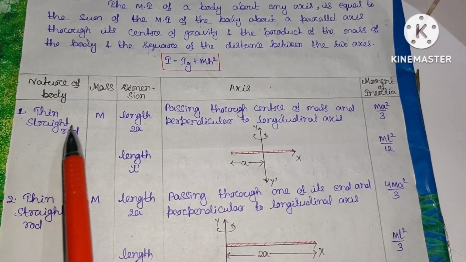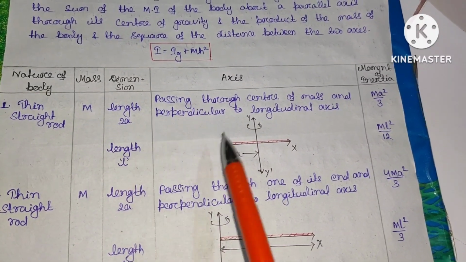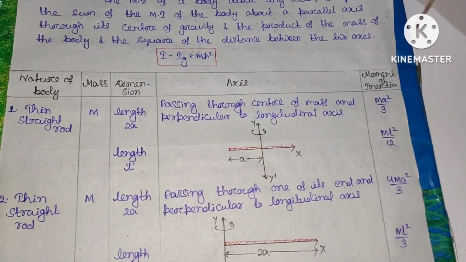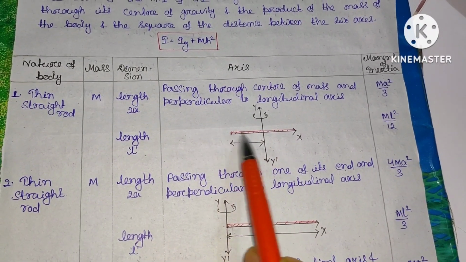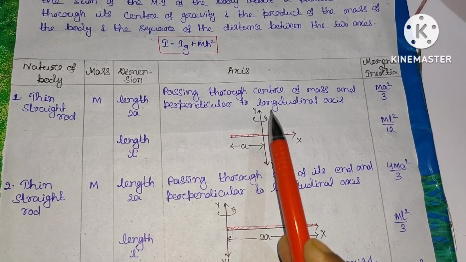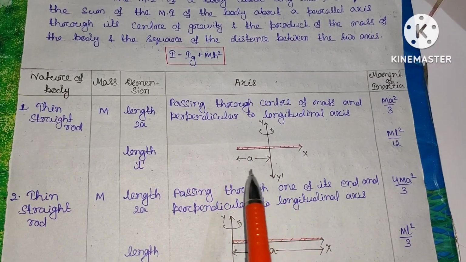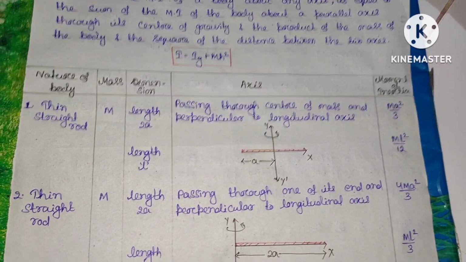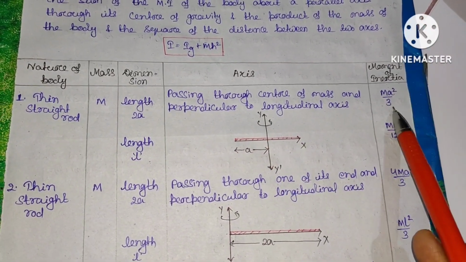That is, if it is a thin straight rod having mass m and its length is, suppose, 2a, with the axis passing through the center of mass and perpendicular to the longitudinal axis. So along the x-axis the rod lies here, and this is the axis of rotation, so it will rotate about the y-axis. This distance is a and this is a, so the total length is 2a. For that case, the moment of inertia is ma square by 3.